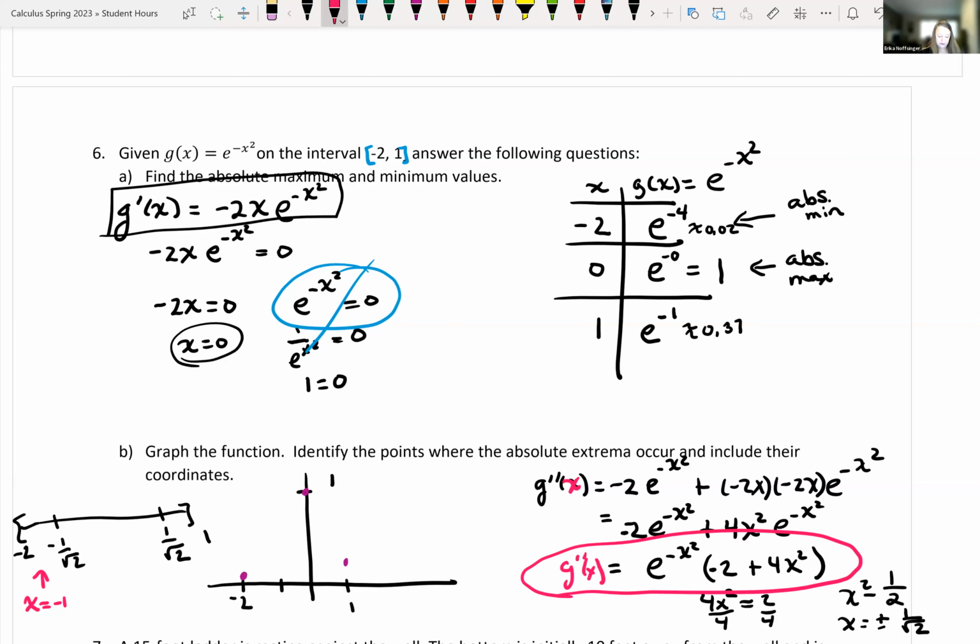So e to the negative 1 power, that's positive. If I square my negative 1, that's positive. That times 4 is 4 minus 2, so that's positive. So this is greater than 0.